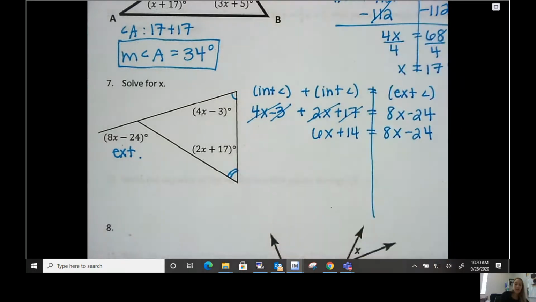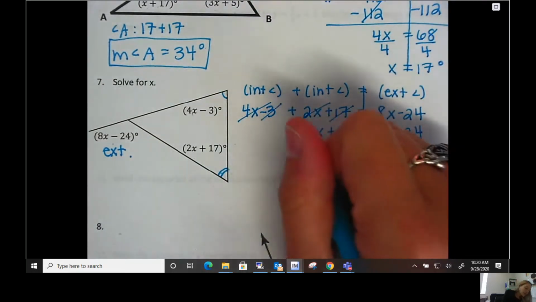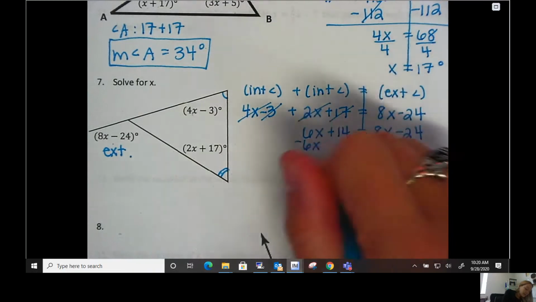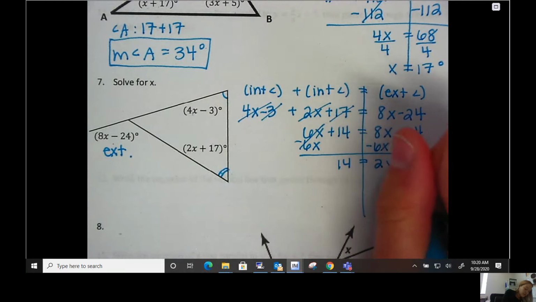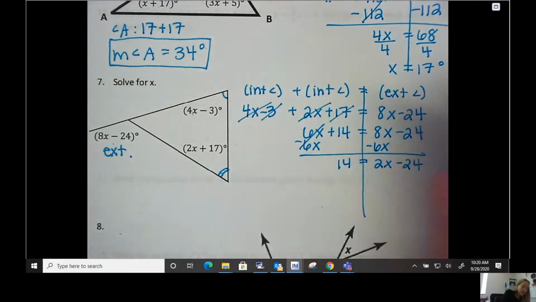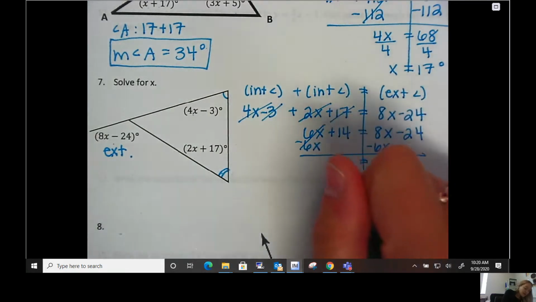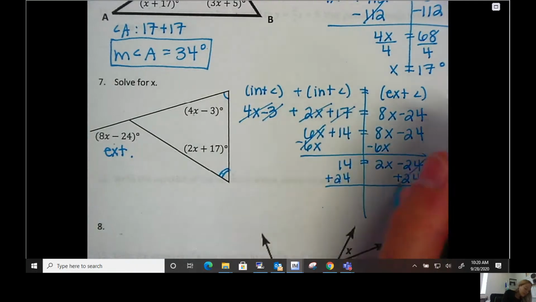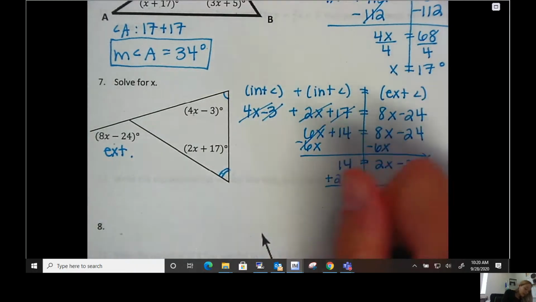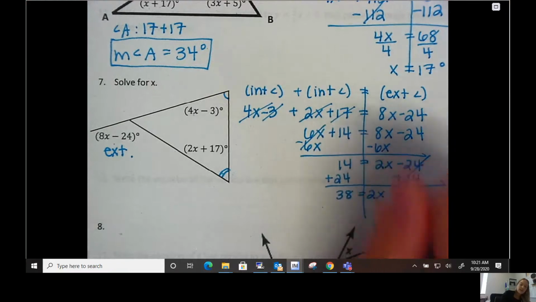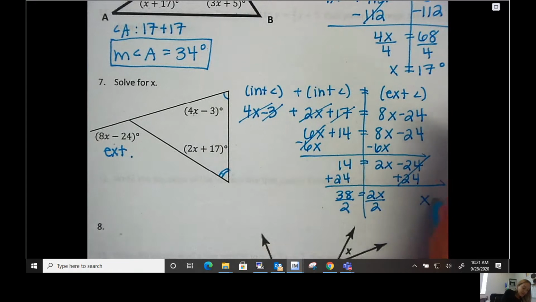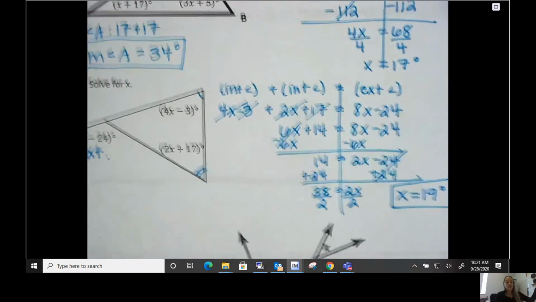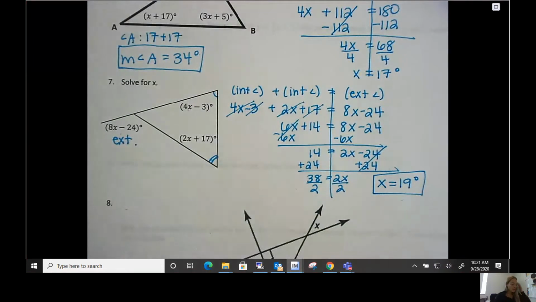Equals 8x minus 24. Now I'm going to get all my x's to one side, so I subtract 6x. You get 14 equals 2x minus 24. I add 24 on both sides. I get 38 equals 2x. And then my last step is to divide by 2 on both sides. So I get x equals 19 degrees. The question does not ask me to do anything else except solve for x, so I'm finished.